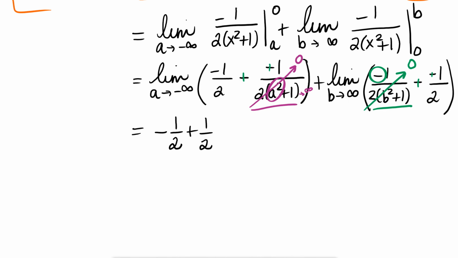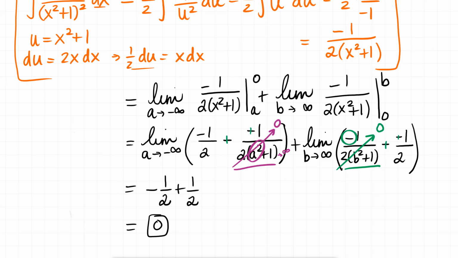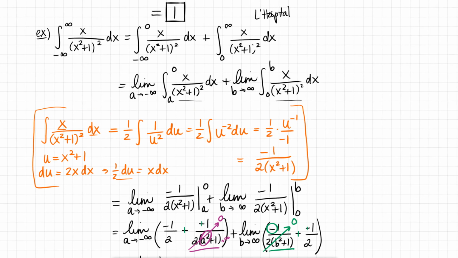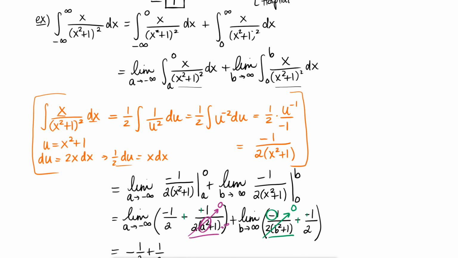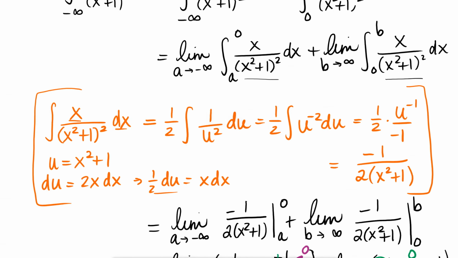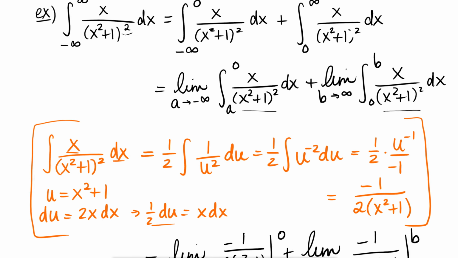And so what's my final answer here? 0. Okay. So does this integral converge? It does. It converges and it converges to 0. Okay. If for some reason, like if we hadn't had that squared right there, our antiderivative would have involved a natural log instead, and we would have had the natural log of x squared plus 1.